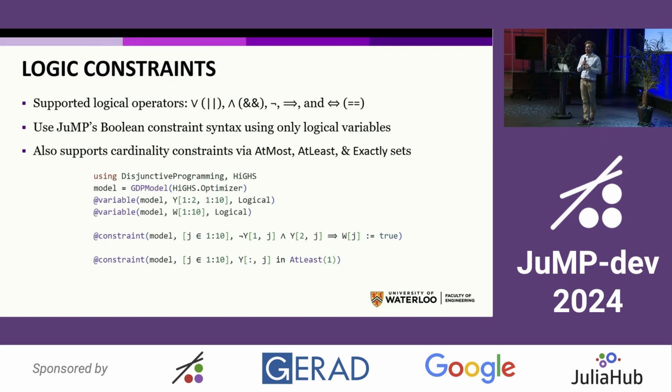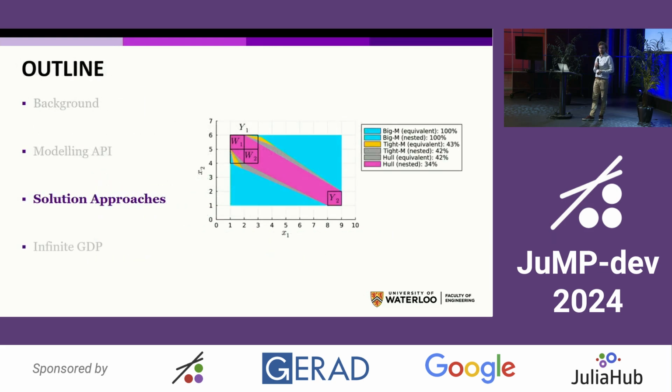We also support cardinality constraints. So we added in at most, at least, exactly. There's some similar things in JuMP, but because we can use some special properties of these being logical variables, this ends up being much more efficient in terms of solving the problem of these particular sets. And so we just use the classic function and set syntax to define these. So that gives us a way to define our problem.